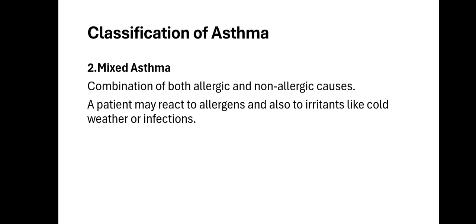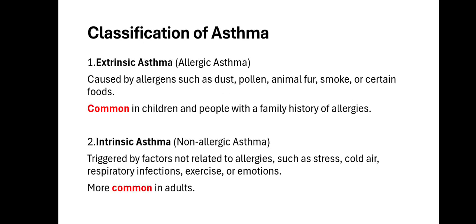So now let's try to look at the classification of asthma. The classification of asthma is based on the cause, like the cause of an asthma. So when we look at the classification of asthma, we have extrinsic asthma, we have intrinsic asthma, and then we have mixed asthma. So what do we mean when we say extrinsic asthma?